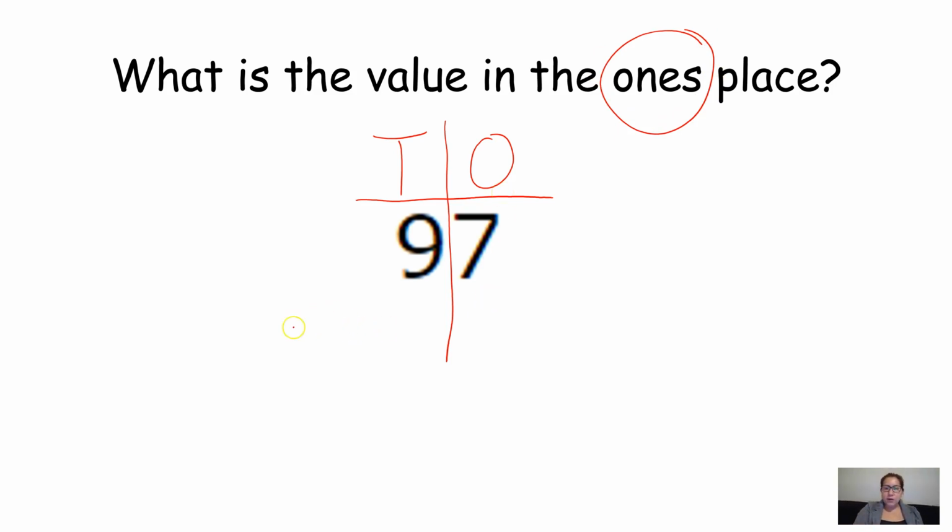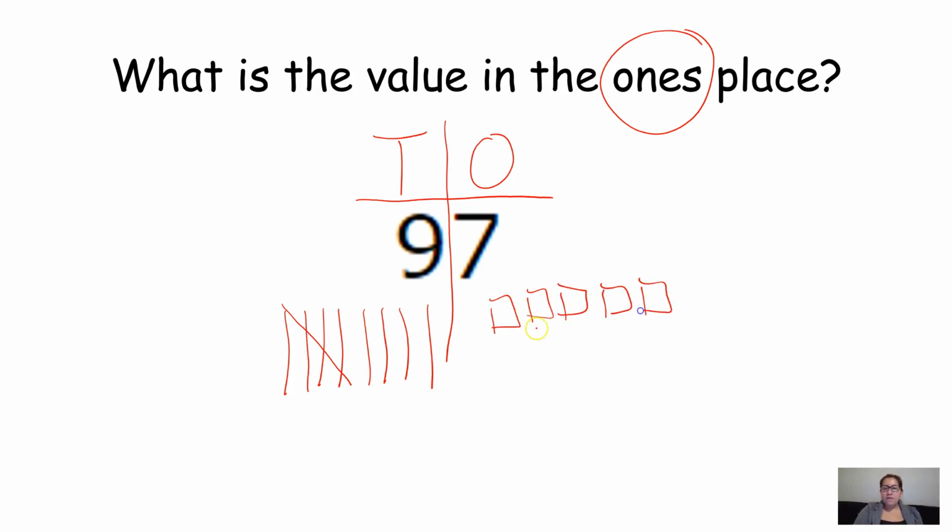Okay, because for this one we would have 9. 10, 20, 30, 40, 50, 60, 70, 80, 90. And then we would have 7 here. 1, 2, 3, 4, 5, 6, and 7. Okay, so that's, we have 7 for the ones place.